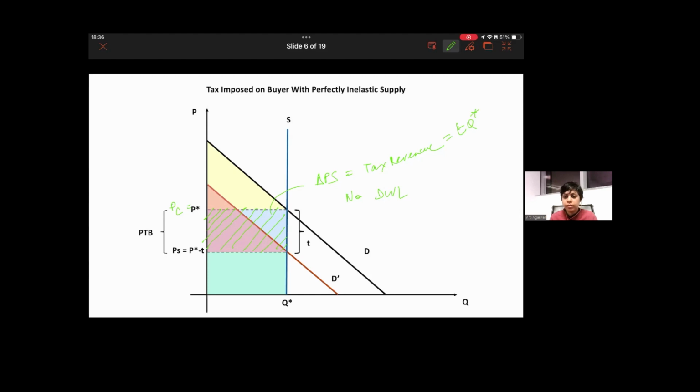right? Is this clear to everybody? Can I move ahead? Okay, nobody's saying anything, so I'm assuming it's clear.